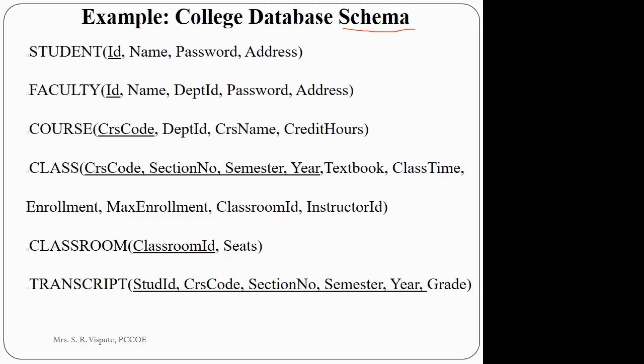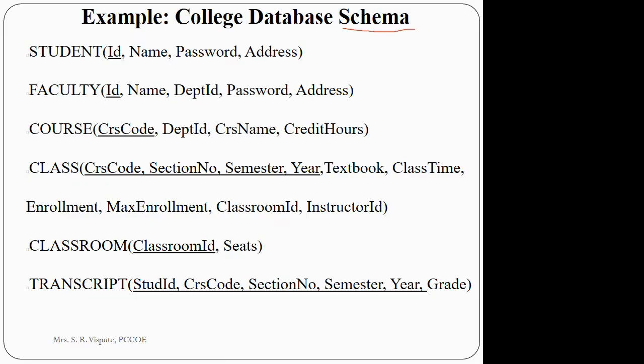And a relation is nothing but the table, right? So we use the word relation alternatively for the table. If you observe here, we have defined these 6 different relations with their attribute names. Here the relation name, table name, is Student. For student, we need to store the information: ID, name, password, address. So these are the attributes of my table.